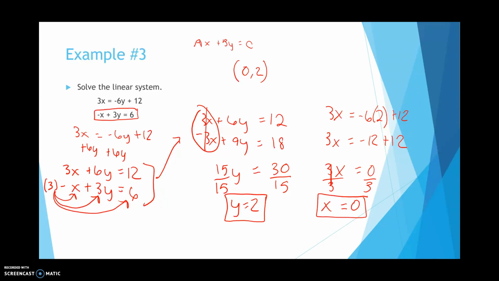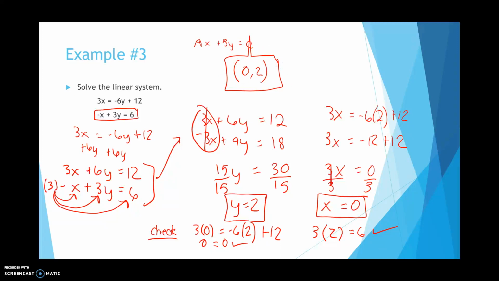And then I can check that by plugging that in. So here, I'll put my check step at the bottom. So we have here 3 times x, which is 0, equals negative 6 times y, which is 2, plus 12. 0 equals 0. That's a true statement. The next one, negative x, so that's negative 0, which is 0. So you have 3 times 2. Does that equal 6? It does. 3 times 2 is 6. That equals 6. So that is my answer, and those are the steps to solve this.